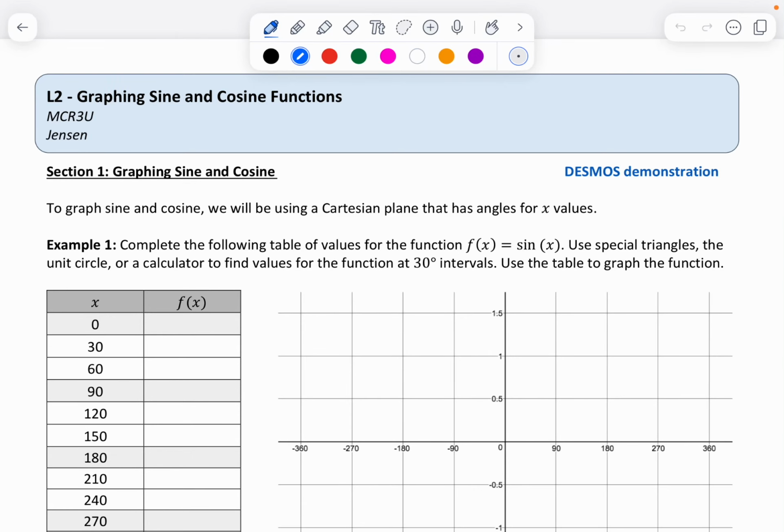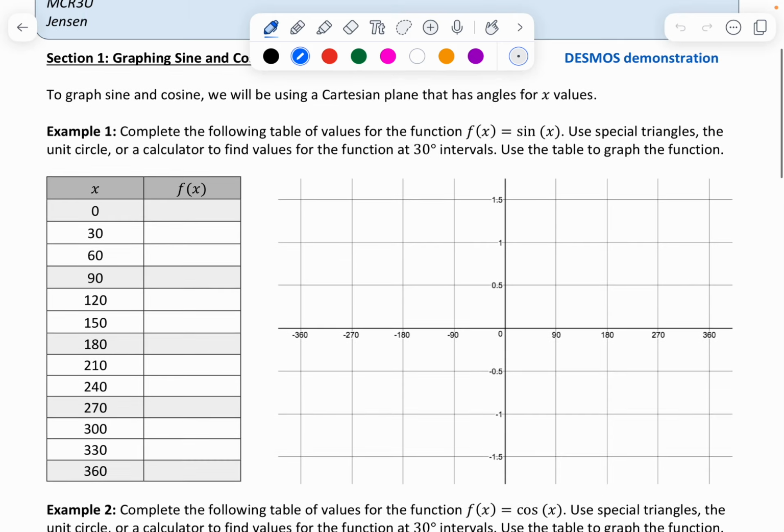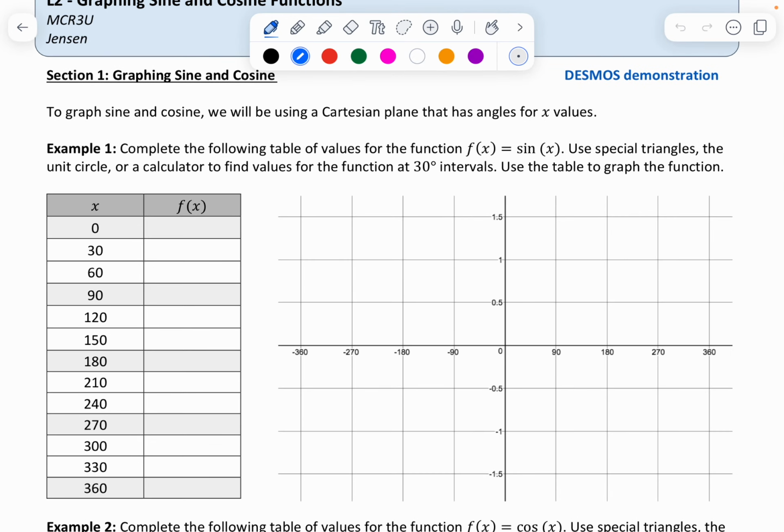Okay, so we're going to look at graphing sine and cosine functions. If you haven't yet, pause the video right now and finish this table of values using your calculator. Using the function f(x) = sin x, find all the y values, okay?